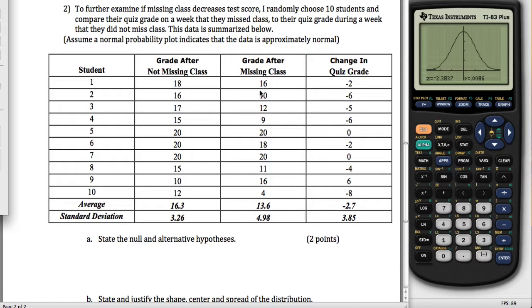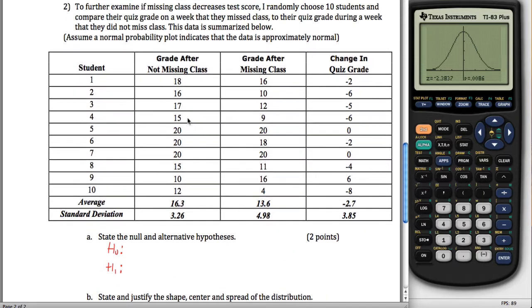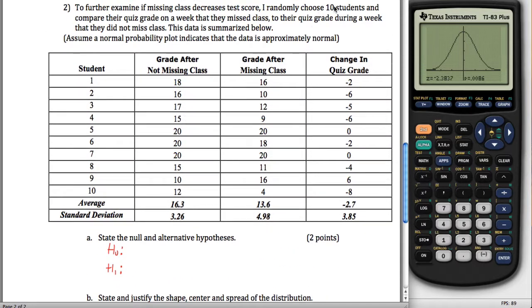These are dependent samples. When you have dependent samples, you can more or less just ignore all this stuff and just use this data over here. State the null and alternative hypothesis. The null hypothesis, well, let's see, maybe I should go through and define some things here. First of all, I got 10 students. That's n.